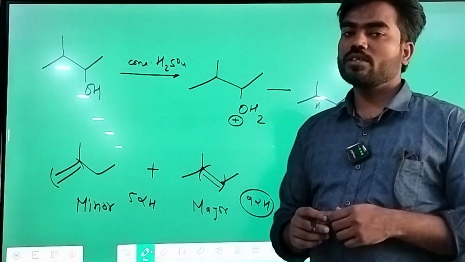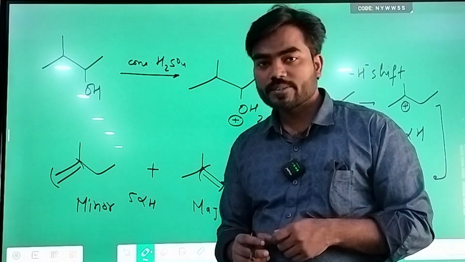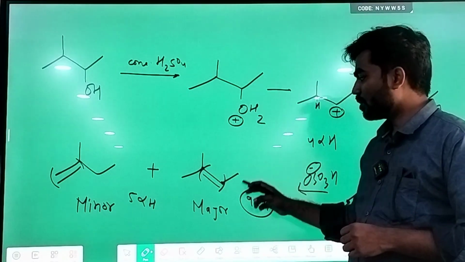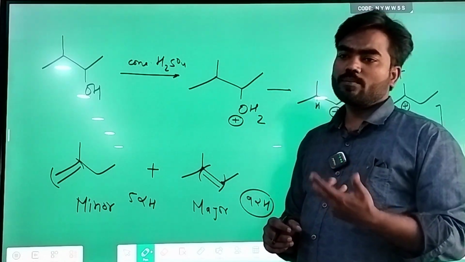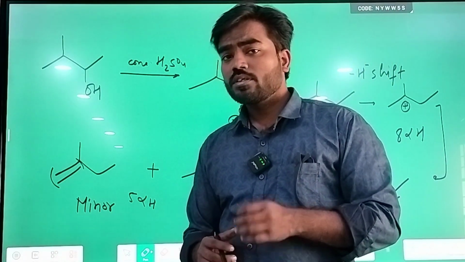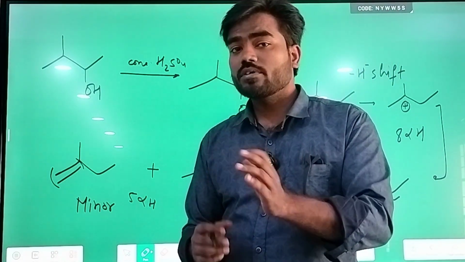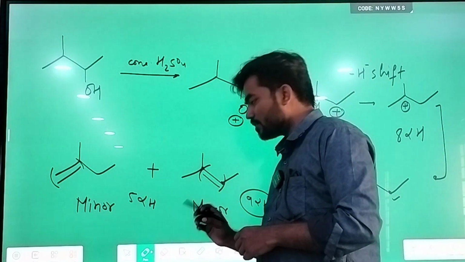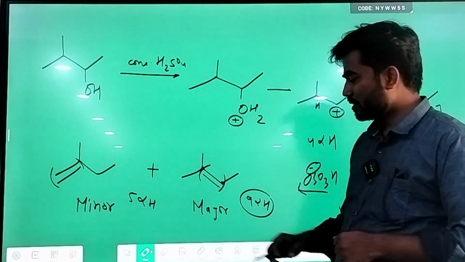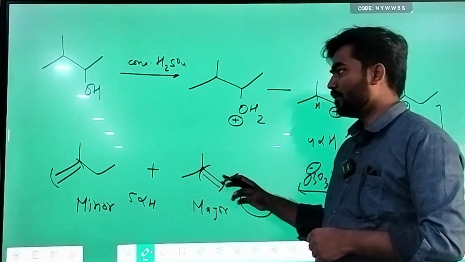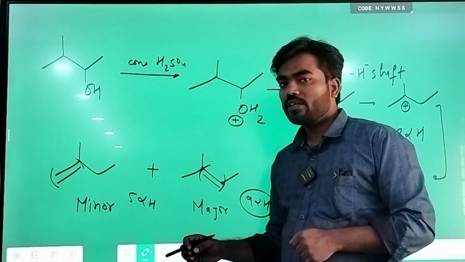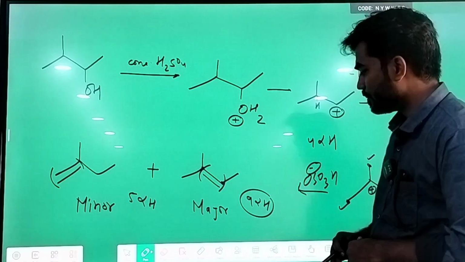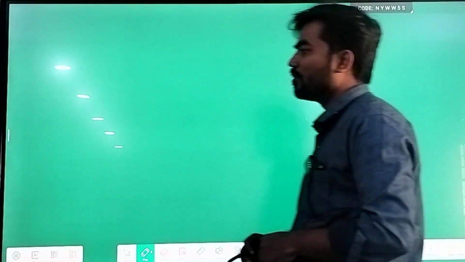What will be the Saytzeff product here? The most substituted alkene. What is the most substituted alkene? Which will have more alkyl groups, or in simple language, which has more number of alpha H. So what will be the major product here? It will be this one alkene. Okay, what is the name of this alkene? We can go on naming. It is 2-methylbutene. So 2-methylbutene will be your major product. Okay, one more question we will do.